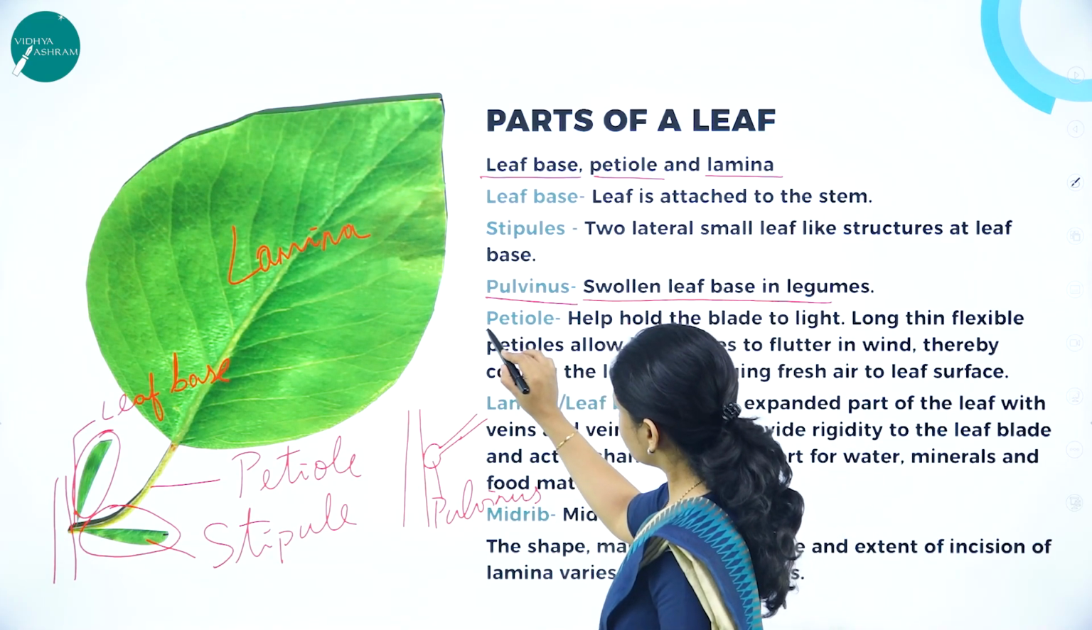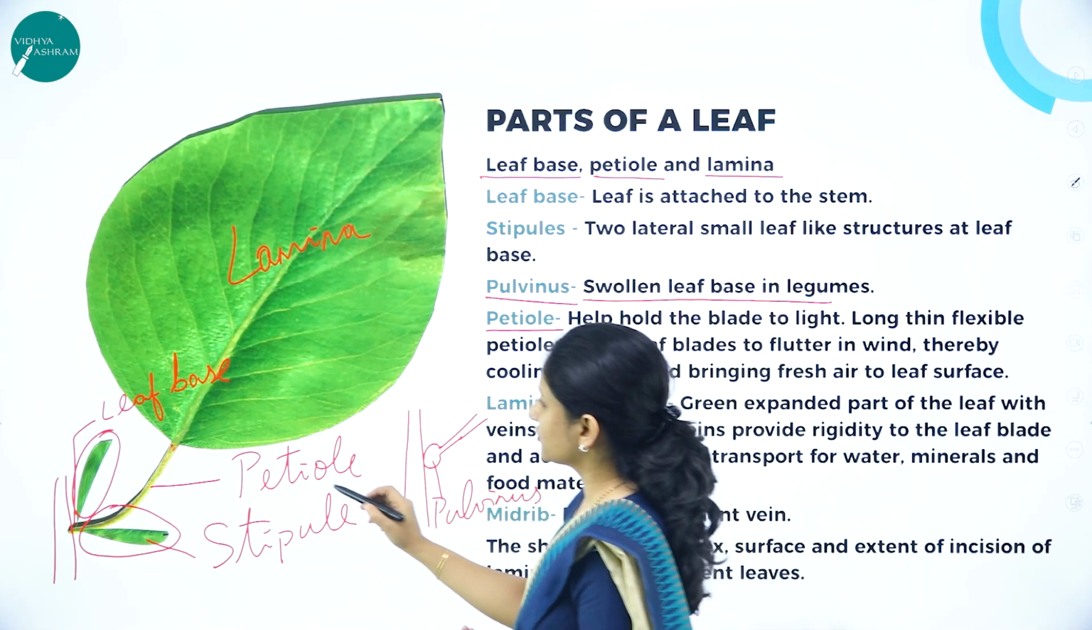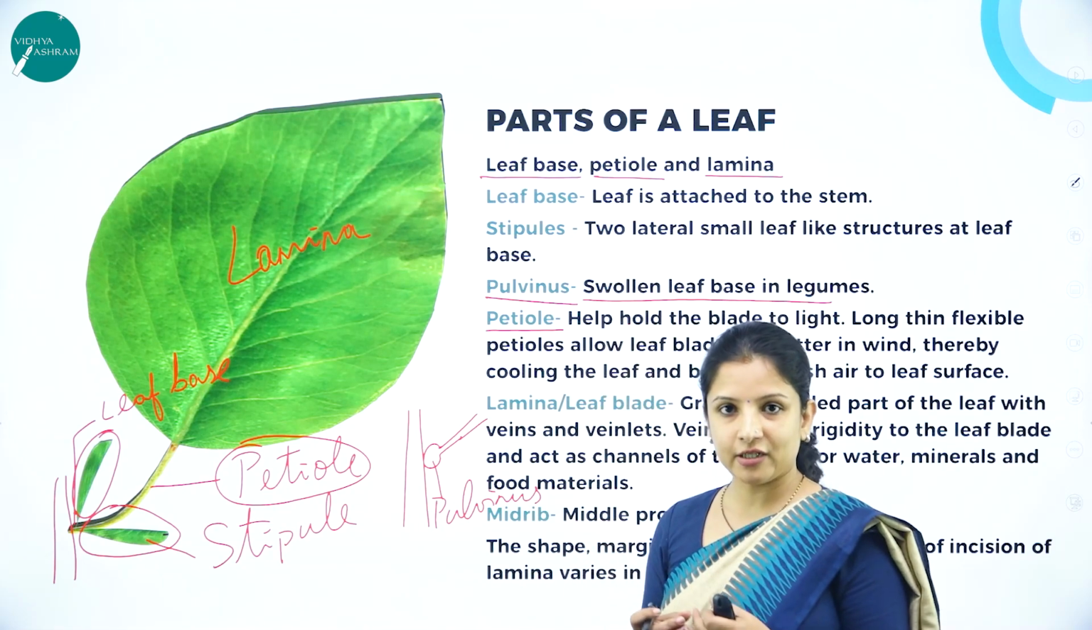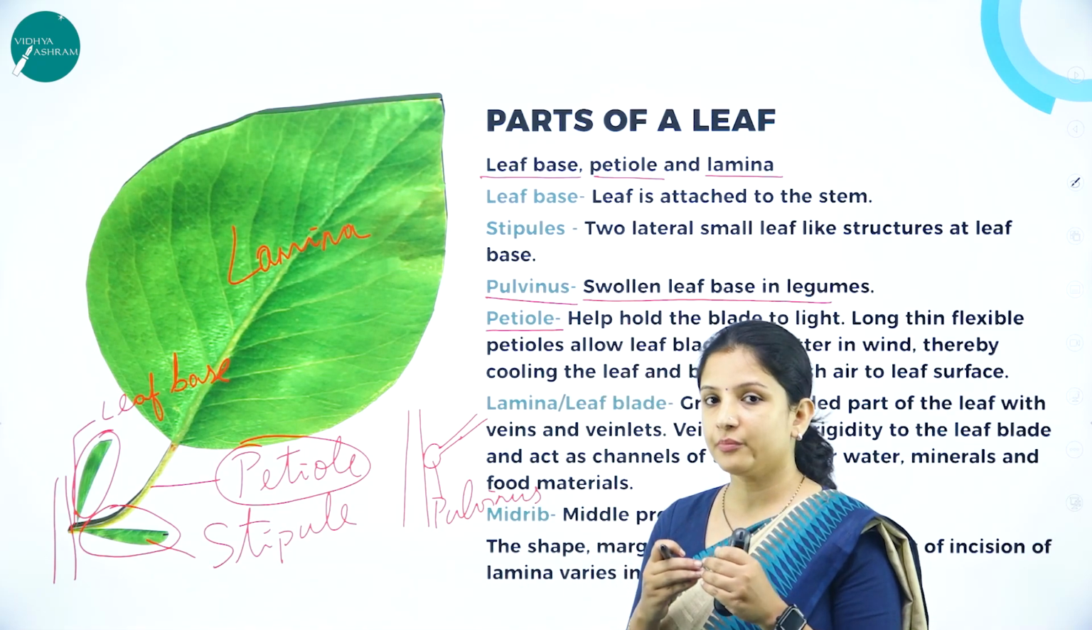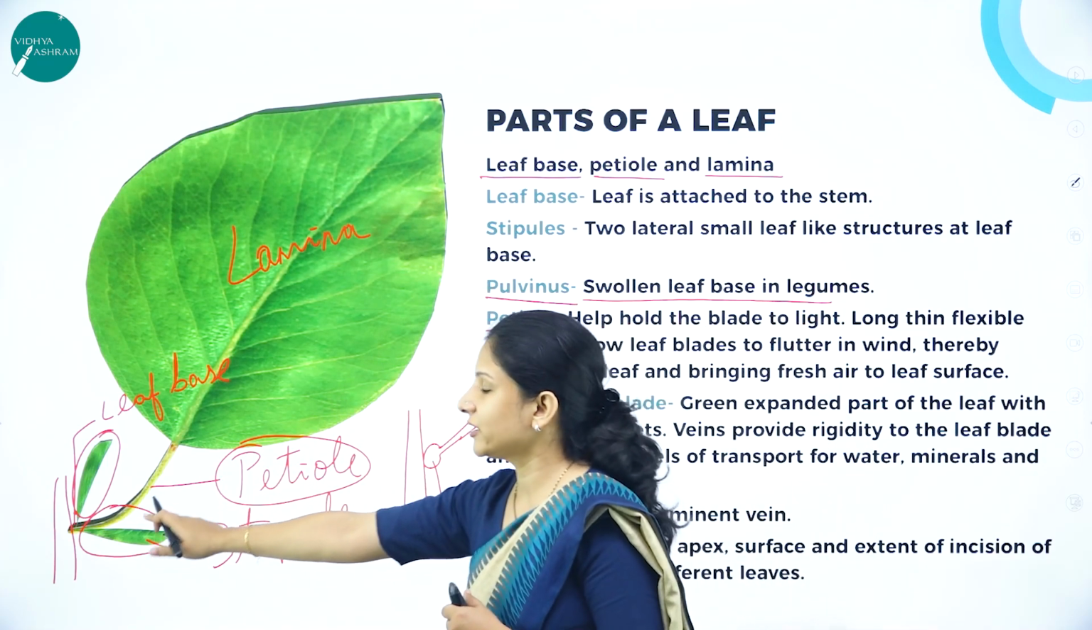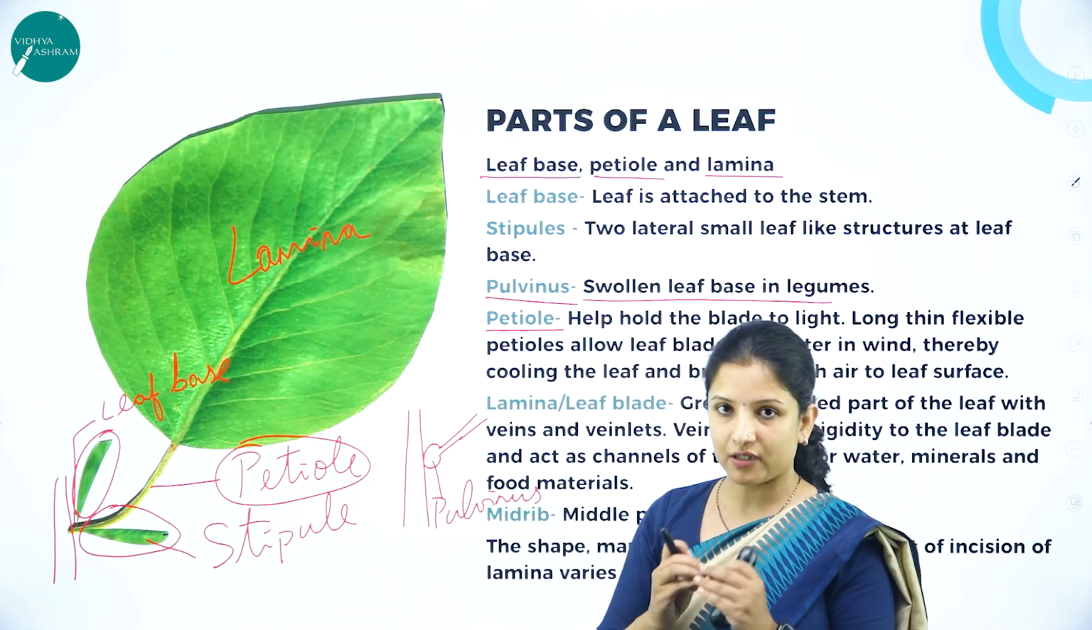And the next part is the petiole. So this portion is called the petiole. The petiole is long and slender, and it is very important because it helps the entire lamina hold itself to the leaf base. For that, the petiole is very, very important.